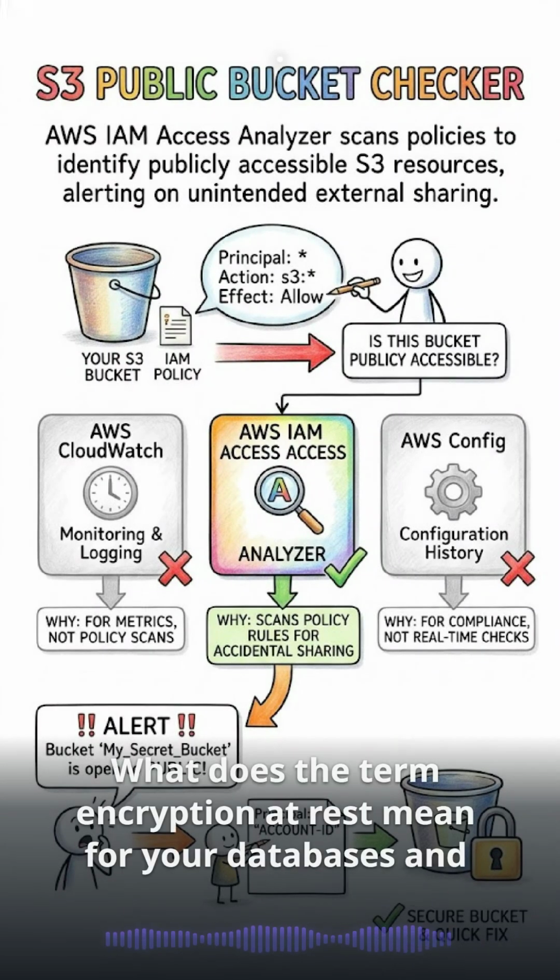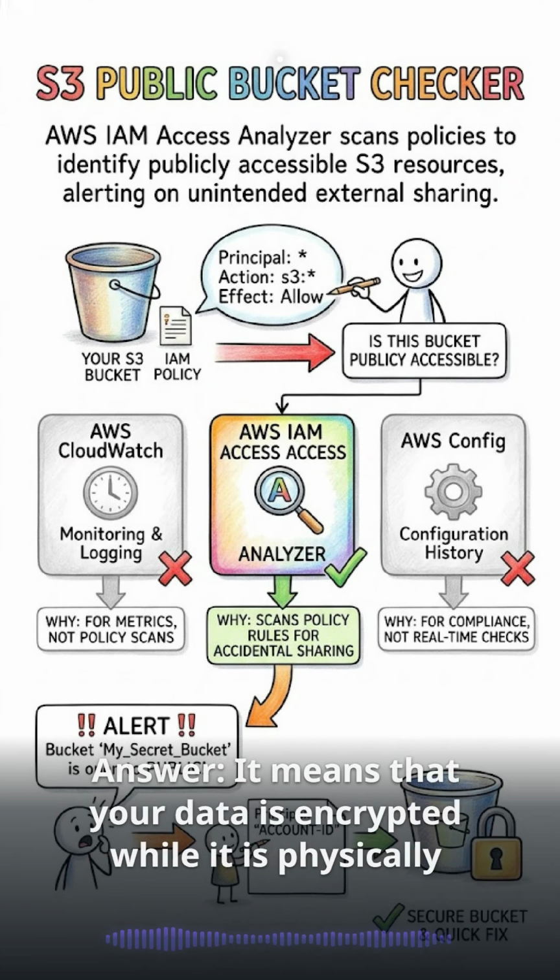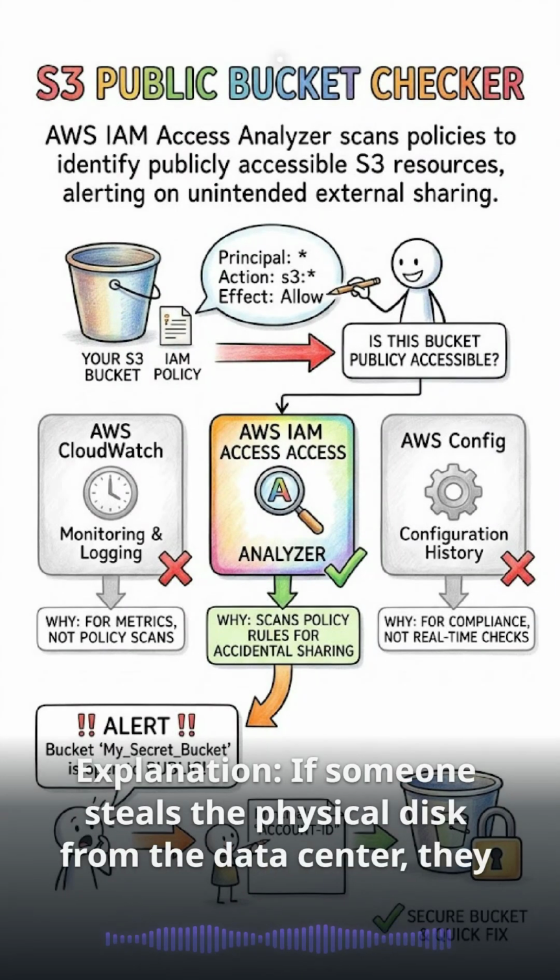56. What does the term encryption at rest mean for your databases and your file storage? It means that your data is encrypted while it is physically sitting on a hard drive or disk. If someone steals the physical disk from the data center, they still cannot read any of the stored information.